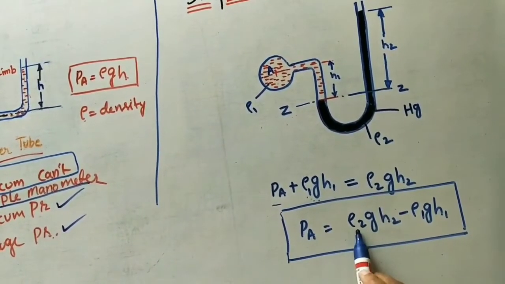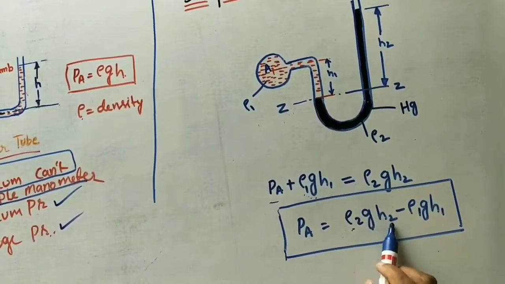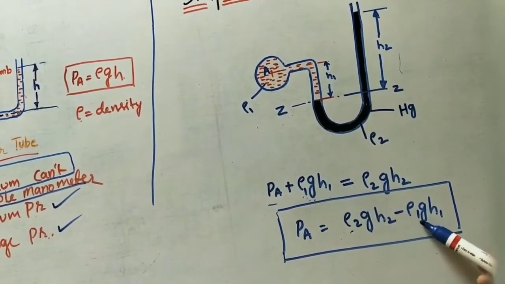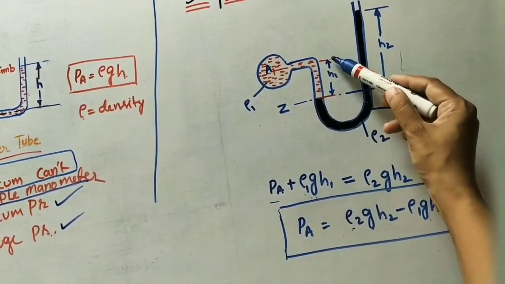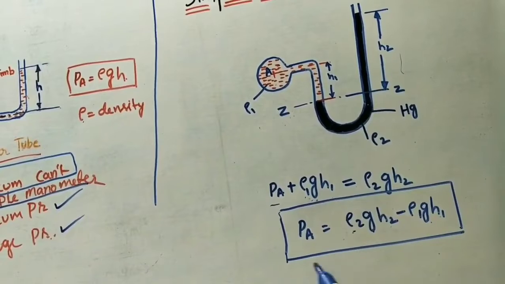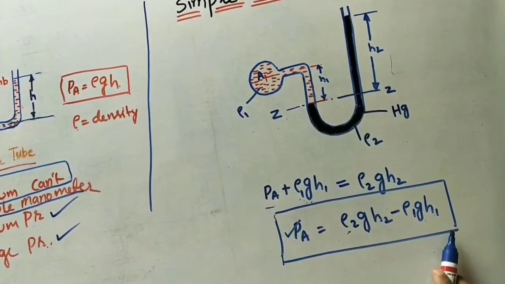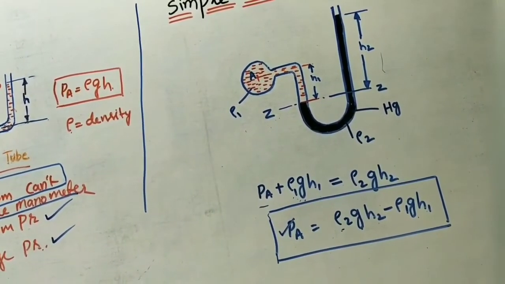Now these values will be given. rho2 is the mercury density and G value is 9.81. H2 we can find by using the scale, to see how much height. Similarly, minus, if water is given, rho1 we can take, and 9.81. H1 we can find by using the scale. Like that we can find the PA value at point A. Okay, this is the formula for finding the P value in simple manometers.